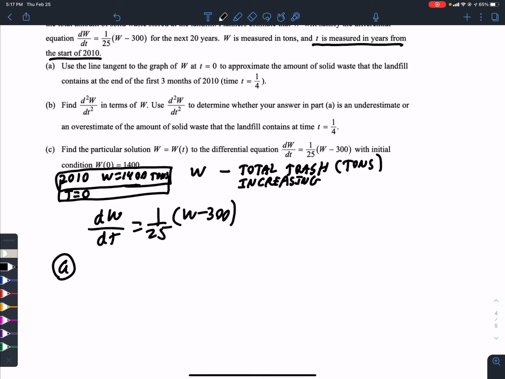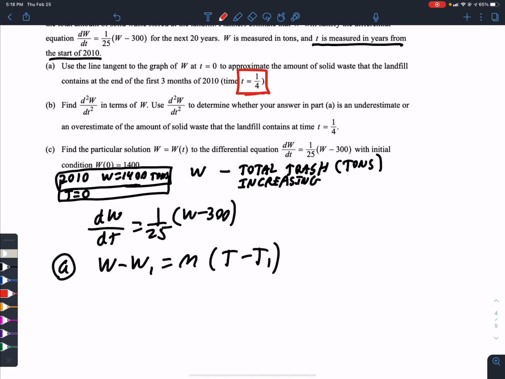Now here we go. Part A. And I'll explain why people did so poorly. In Part A, use the tangent line to the graph of W at T equals 0 to approximate the amount of solid waste that the landfill contained at the end of the first 3 months. So my variables are W and T. Instead of X and Y, I have W and T. Well, am I given a starting point? I sure am. If you read this, T is 1/4.